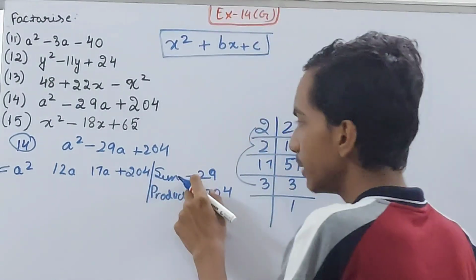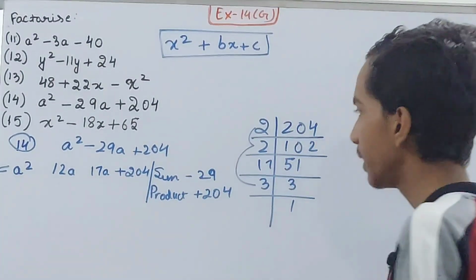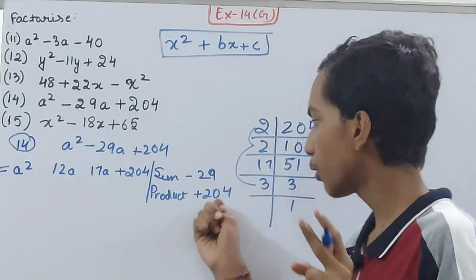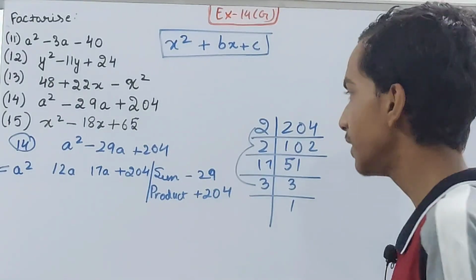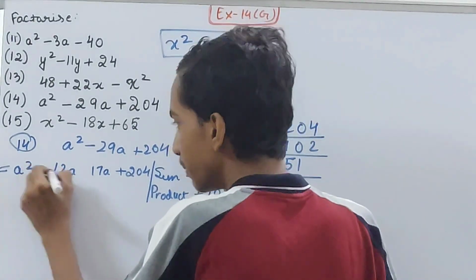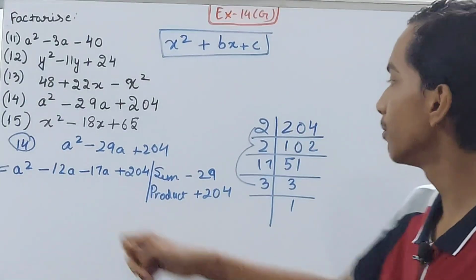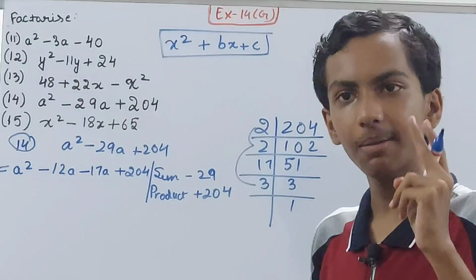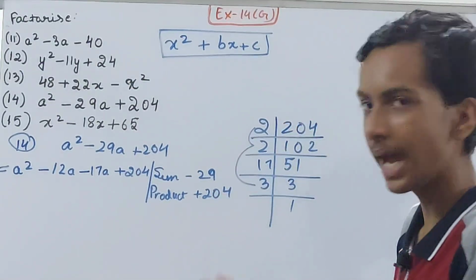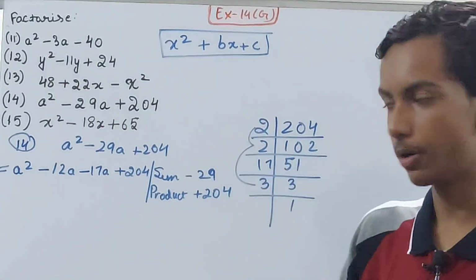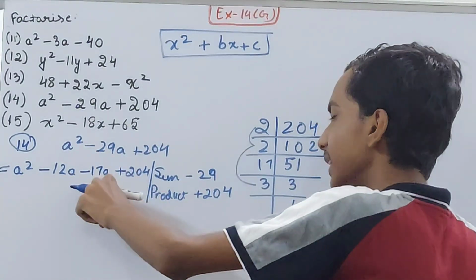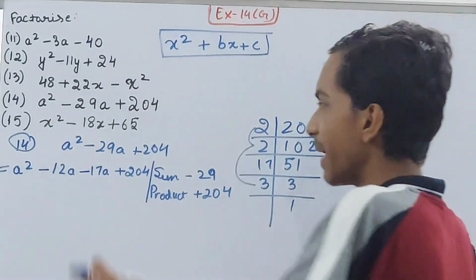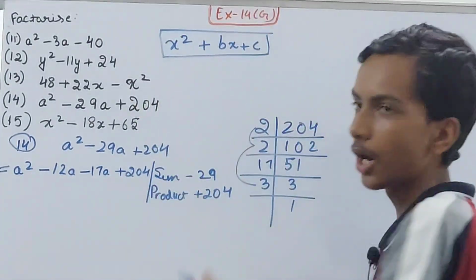Let's see. Sum has to be negative, that means my greater term is going to be negative, or both the terms can be negative. Two scenarios, right? But product is also positive, that means it is now very clear. If this is minus and this is also minus, minus into minus is plus, minus plus minus is minus only. When you multiply two negative quantities you get plus, when you add two negative quantities you get a negative quantity. So minus 12a minus 17a, that is minus 29a. And minus 12 into minus 17 is plus 204.